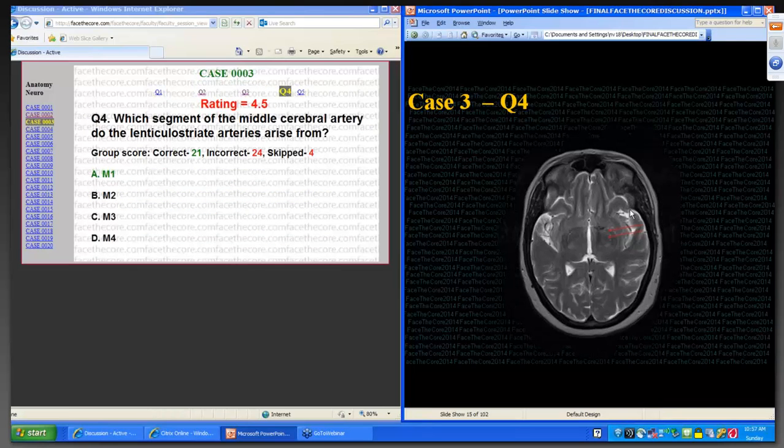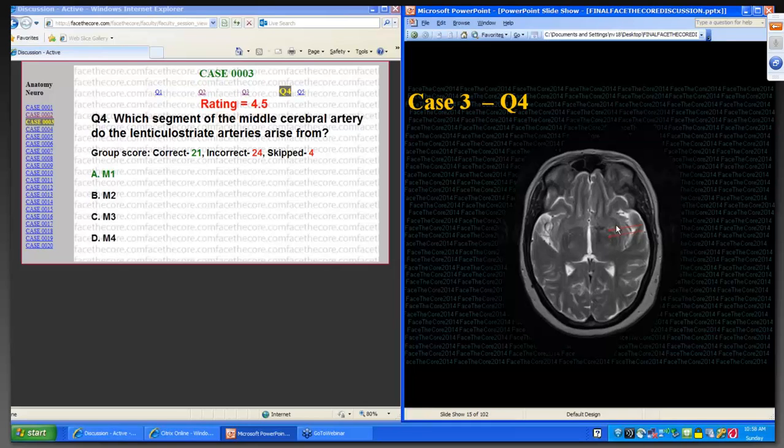Okay, the next question is, which segment of the middle cerebral artery do the lenticulostriate arteries arise from? Is it M1, M2, M3, or M4? Well, the correct answer is the M1 segment. As I mentioned, lateral lenticulostriate vessels arise from the M1 segment. They then course and feed portions of the basal ganglia. When we see a patient who has infarction in this area, sometimes we'll say that this is a perforating vessel infarction, and that simply means that this is an infarction related to maybe a thrombus that's involving the M1 segment, and therefore you're getting all those lenticulostriate vessels that course from them.